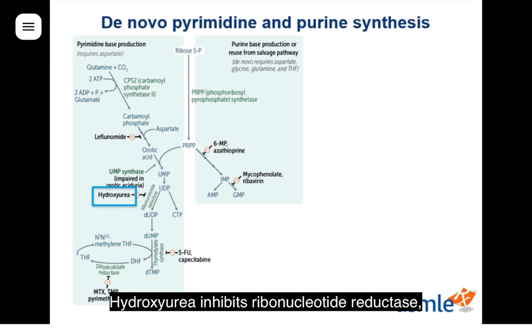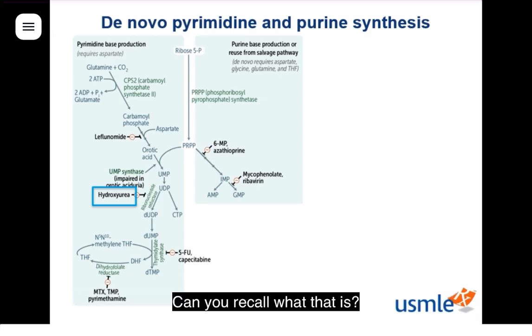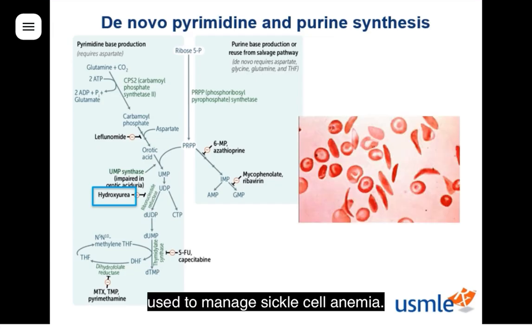Hydroxyurea inhibits ribonucleotide reductase. And what do you think that's going to do? Ribonucleotide reductase is needed to convert ribonucleotides into deoxyribonucleotides, so again, this prevents DNA synthesis, and this is used in humans to treat cancer. But hydroxyurea has another really important clinical use. Can you recall what that is? It's actually one of the main drugs used to manage sickle cell anemia.